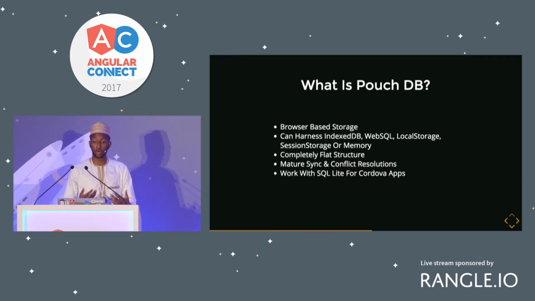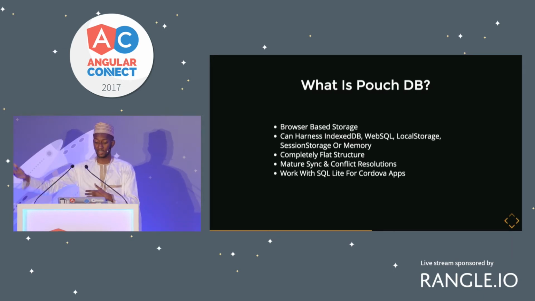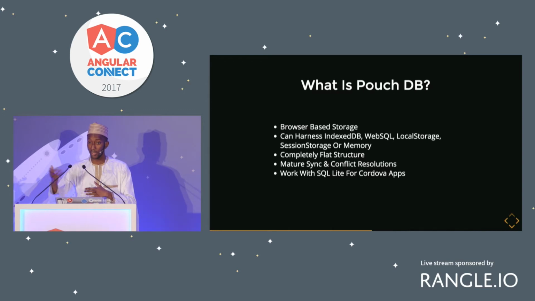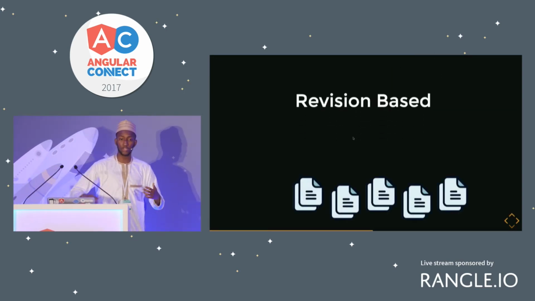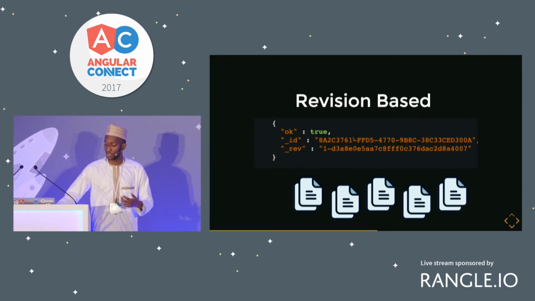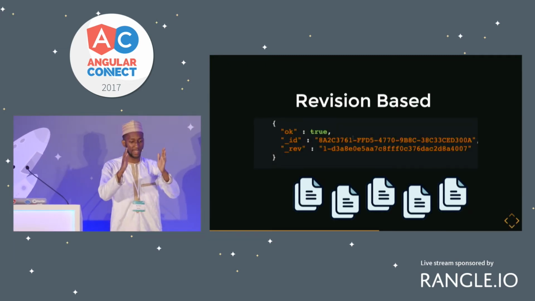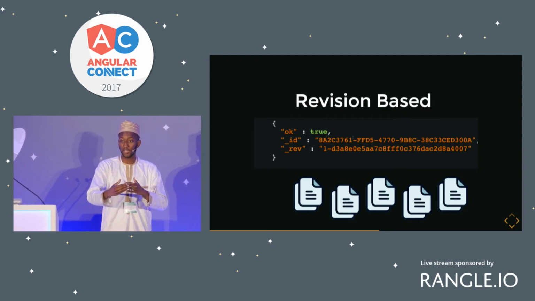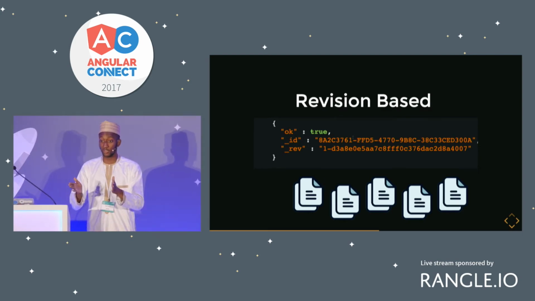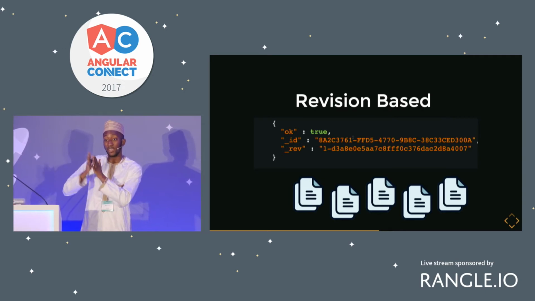If you're working on a Cordova application, you can extend it with SQLite so that PouchDB will work with your native Cordova side of things. It's also revision-based. Everything you post on PouchDB is like a revision. If I have my user profile, for example, when I make a change to that user profile, a new revision of the document gets created. So you always have access to the latest revision.